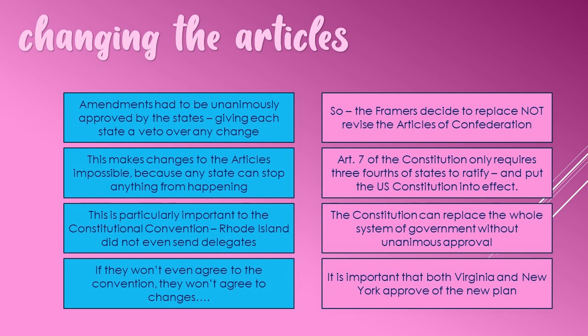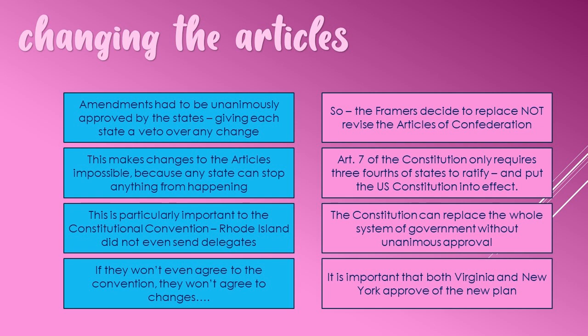So what happens? The framers here, the people that are leading this convention, mostly James Madison, decide we're just going to replace the Articles of Confederation totally. We're not going to make changes to it. We're going to replace it with a completely new plan. One of the important parts of the Constitution you guys learned is Article 7 tells us how to ratify the Constitution. It requires 3/4 of the states to ratify the Constitution.